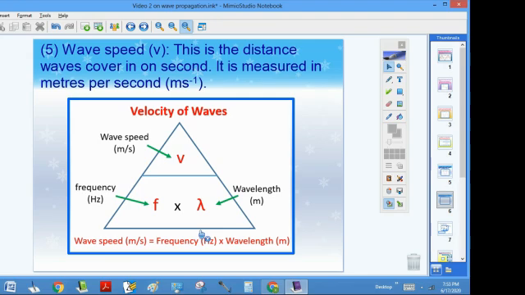That is what wave speed, or wave velocity, stands for. Wave speed is equal to frequency times wavelength, what we have as v equals f lambda. F stands for frequency and lambda stands for wavelength, as described in the triangle we have represented. So that is what wave speed is explained as in waves.